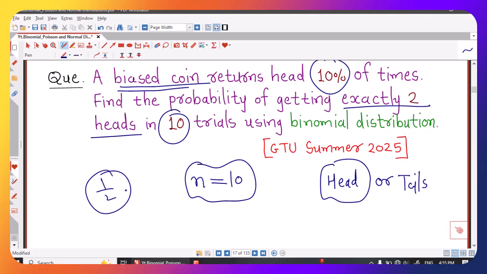If our coin is unbiased, then we consider that the probability of head or the probability of tail is 1 by 2 in every trial. But here it is given that the coin is biased and it returns head 10% of times, that is we are getting head 10% of times in each trial. In every trial the probability of head is 10%, that is 0.10.